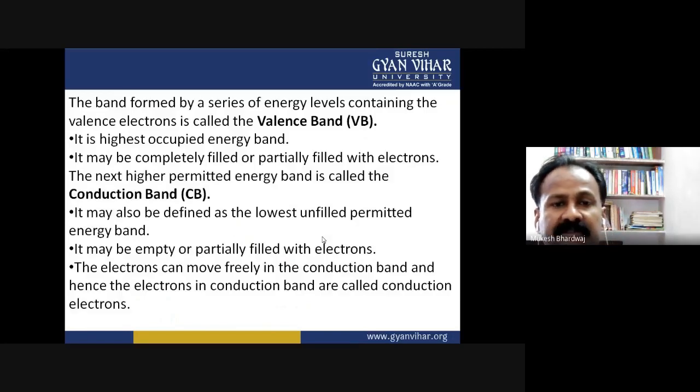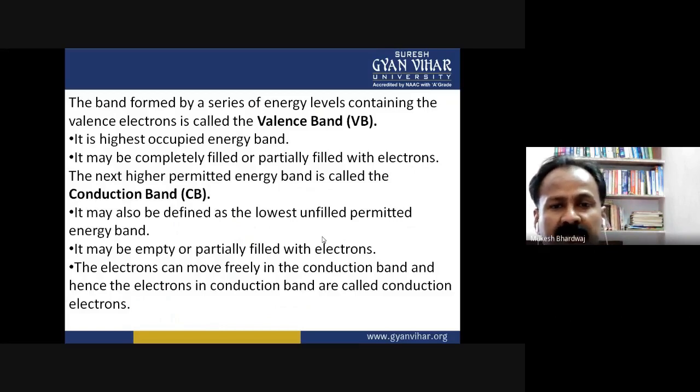The band formed by the series of energy levels containing the valence electron is called the valence band. It is the highest occupied energy band. So on the basis of the energy band diagram, we characterize the electrons, or their shells, or their electronic configuration. Those very close to the nucleus are almost present in the conduction band, and those very far away from the nucleus are present in the valence band.